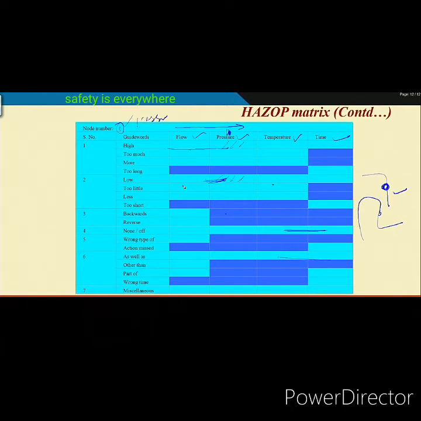HAZOP matrix means you think, for every study node, what will happen. You will have different parameters applicable and different guide words applicable. You do this node specific and finally superimpose. From this node, you write down what guide words and parameters are applicable, then go to the second node, write down, and then you augment this. So you will be getting different study nodes, different deviations. This entire list will be the HAZOP matrix.